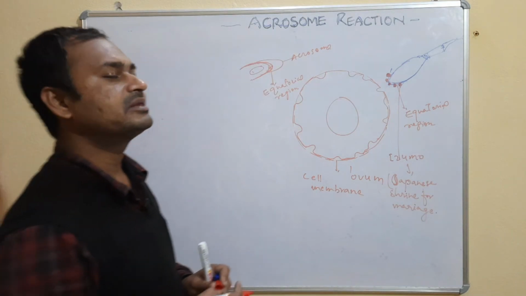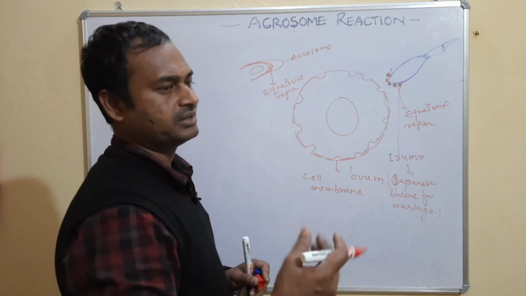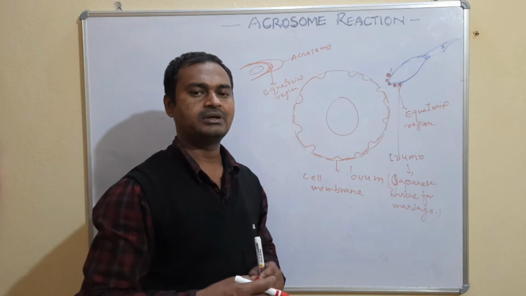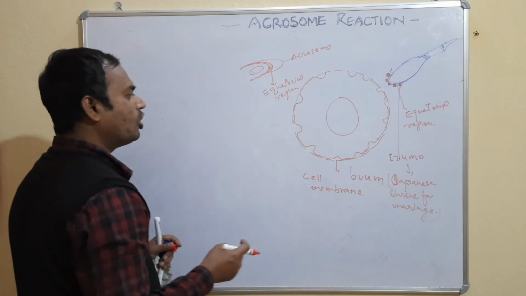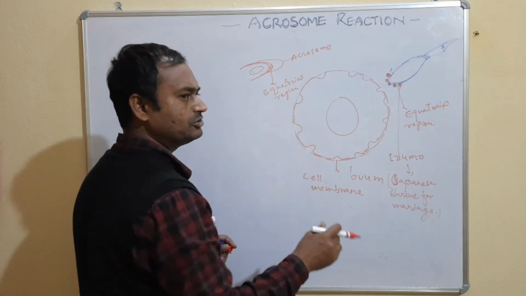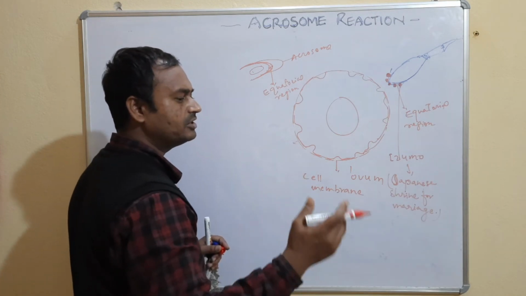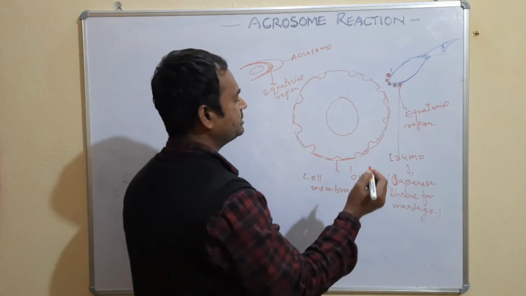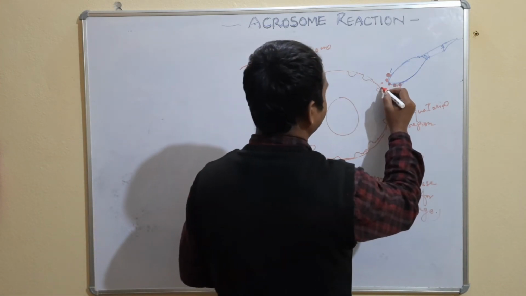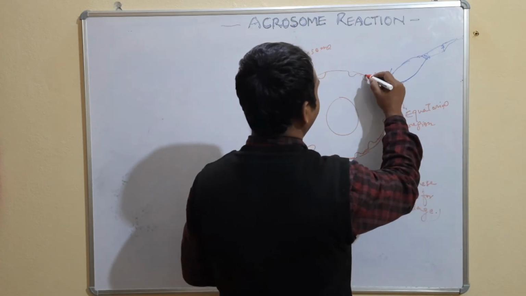Izumo is a Japanese shrine for marriage. What is a shrine? It is a holy place where marriage takes place. And on the surface, or you can say on the outer membrane of the ovum, there is a projection, just like a villi.